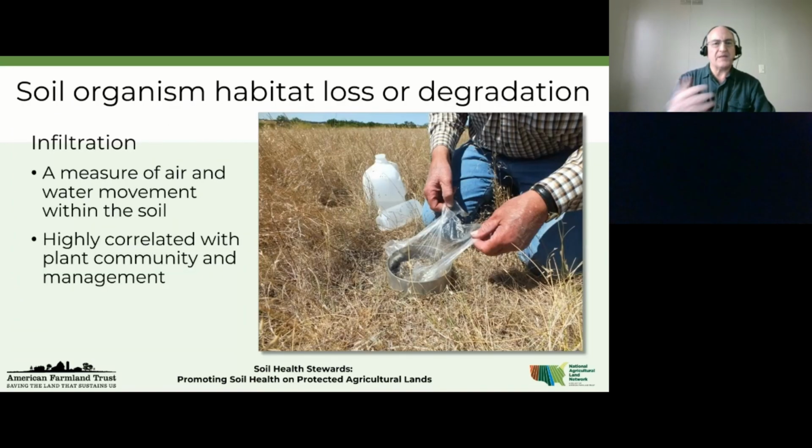Looking at soil organism habitat loss or degradation. Like I said, in my mind, infiltration is one of the best measures. It looks at a lot of different things, porosity, structure, the profile, aggregate stability, and it's looking at how that water and air movement is working in that soil. So it's a good test. It's a pretty quick test. Depends on how long it takes your water to soak in, but we've done some additional work in South Dakota with hundreds of samples, and we've seen that it's highly correlated with plant community and management. And I mentioned that yesterday as well.